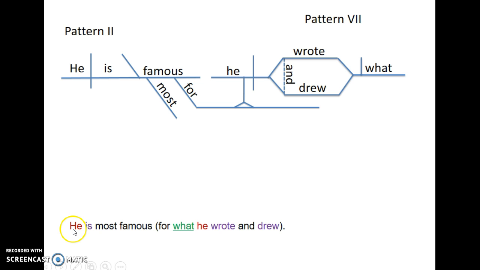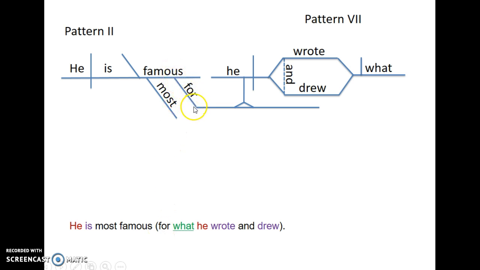We start out this one pretty simply. We have our subject and verb, he is, and then an adjective. So subject, be verb, adjective is a pattern 2. We put our modifier here, and then we come across a prepositional phrase. So here's our prepositional phrase, and here's our interrogative, and then our sentence. So what is he famous for?